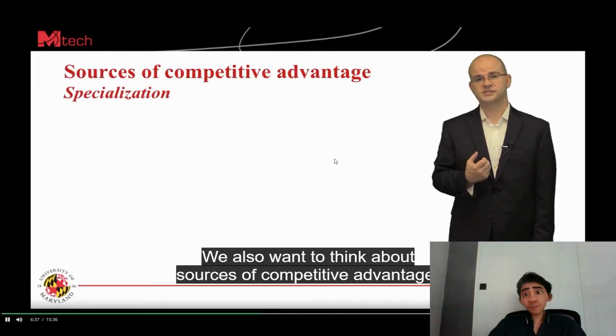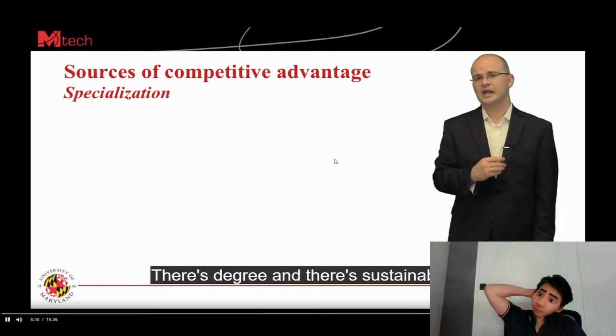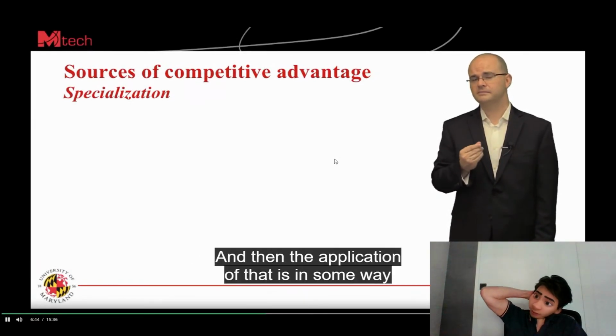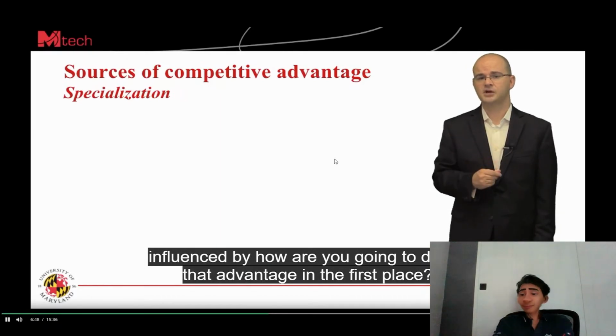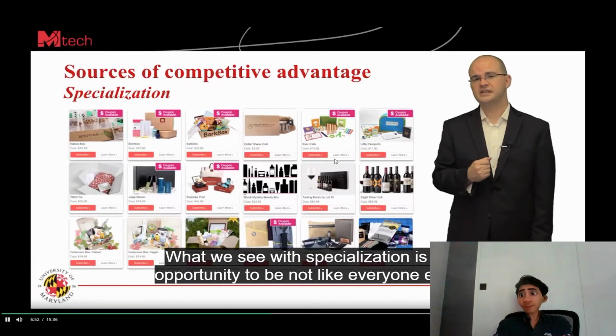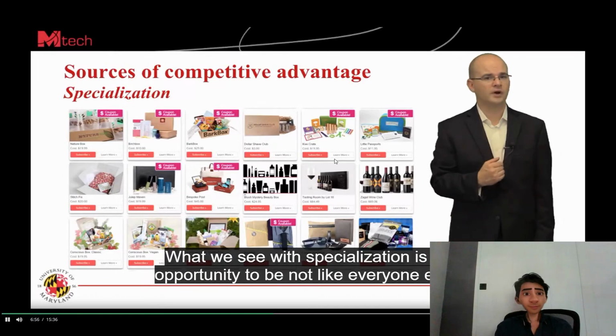We also want to think about sources of competitive advantage. There's degree and there's sustainability, and then the application of that is in some way influenced by how we're going to derive that advantage in the first place. One is specialization. What we see with specialization is an opportunity to be not like everyone else.